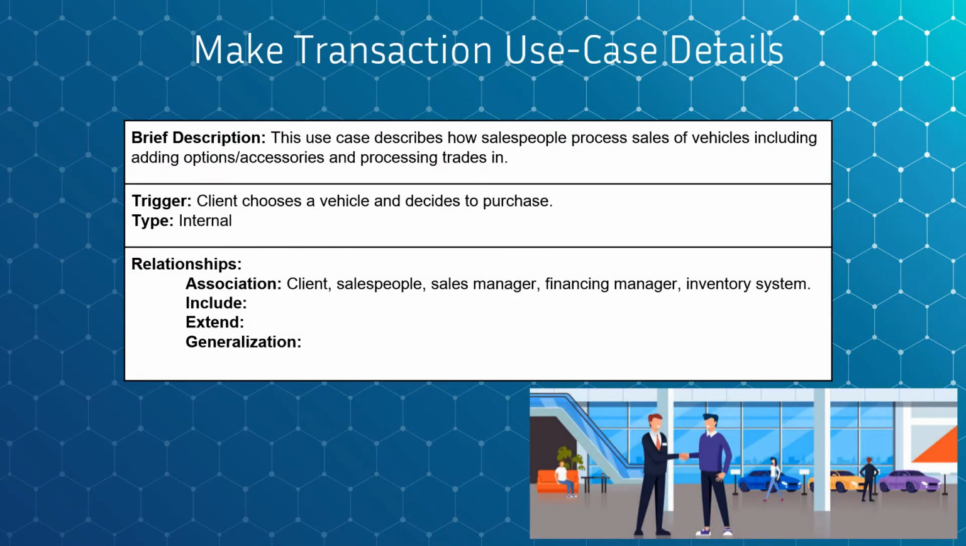The brief description of this use case is that it describes how salespeople process sales of vehicle, including adding options or accessories and processing trade-ins. The trigger will be when client chooses a vehicle and decides to go ahead and purchase. The type will be internal, and for relationship, we have association with client, salespeople, sales manager, financing manager, and inventory system.